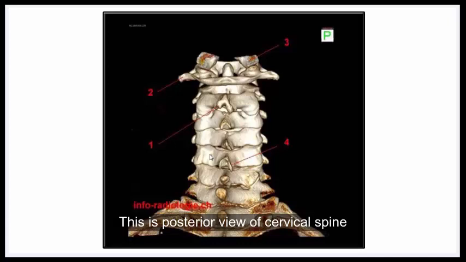This is posterior view of cervical spine. Bifid spinous process of C2, transverse process atlas C1, occipital condyle, spinous process of C5, posterior tubercle, posterior arch, apex of odontoid process.